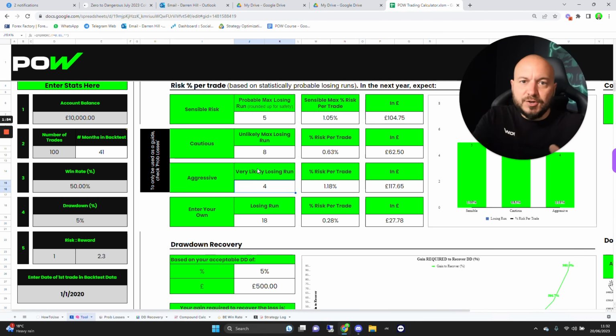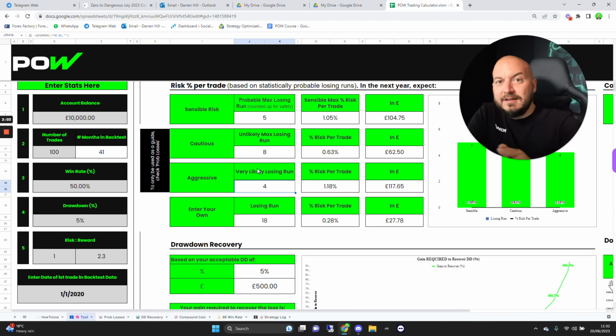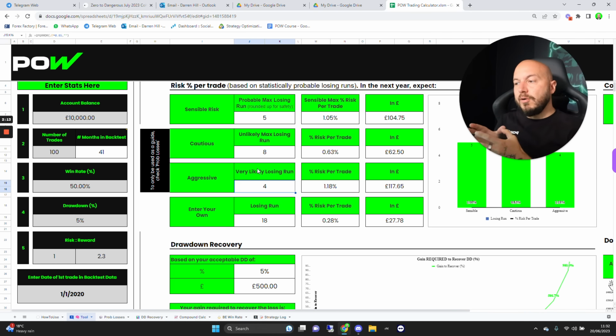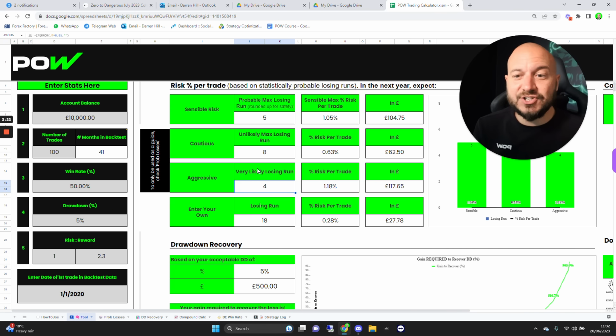Now, there's two levels. Mark Douglas covers this in his book. There's two levels of probability: what's probable and what's possible. So what's probable here is a losing run of 5, but what's possible is a losing run of 8. Okay, now that's on a 50% win rate strategy. Now, a lot of people don't comprehend or factor in their probable losses within their risk management and their psychology. So after a losing run of 3, 4, or 5 consecutive losing trades, that trader is actually considering stopping that strategy. Doesn't work, I'm going to move on to the next thing, which is totally flawed.